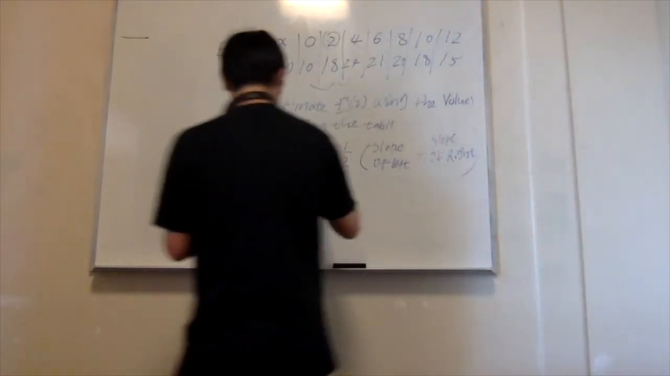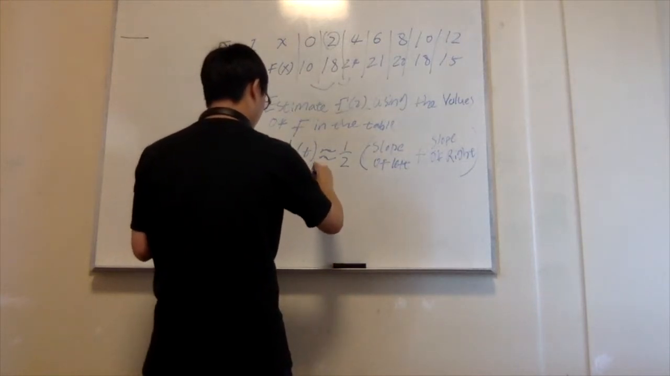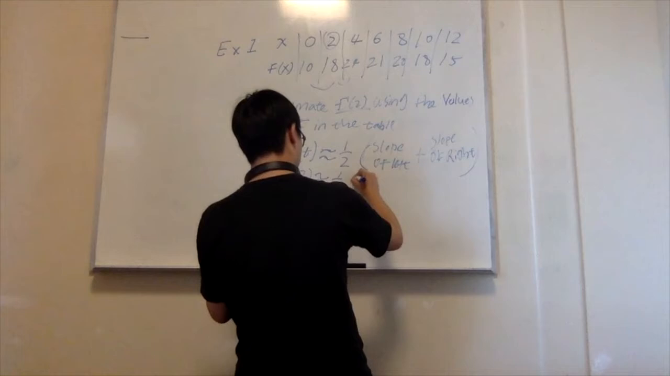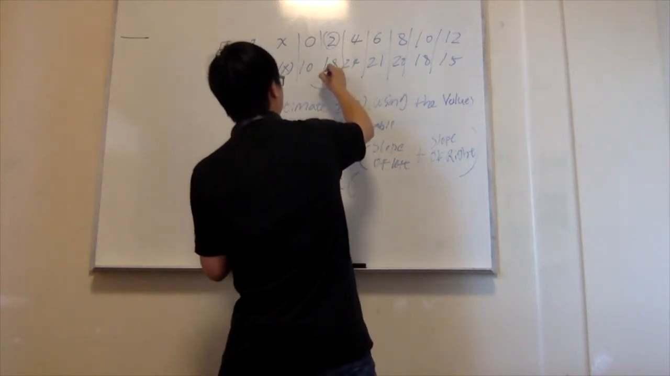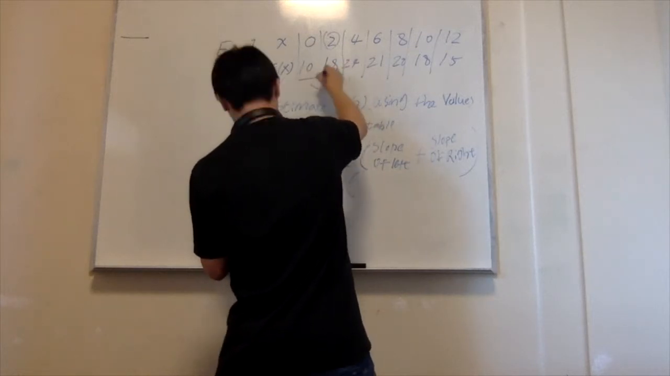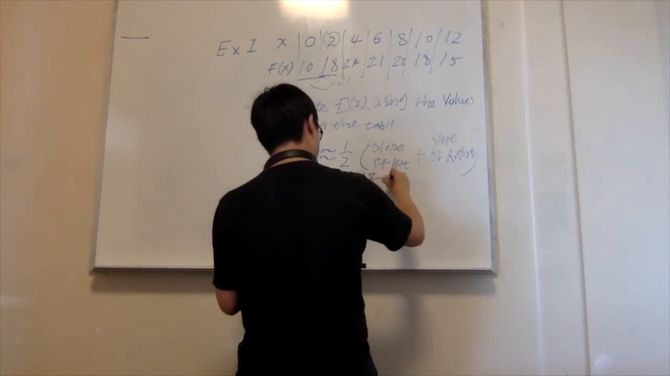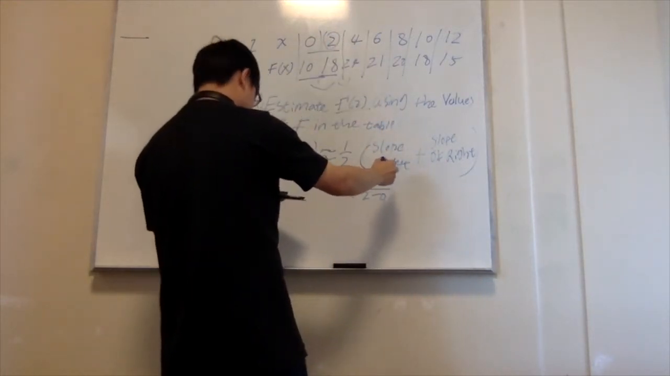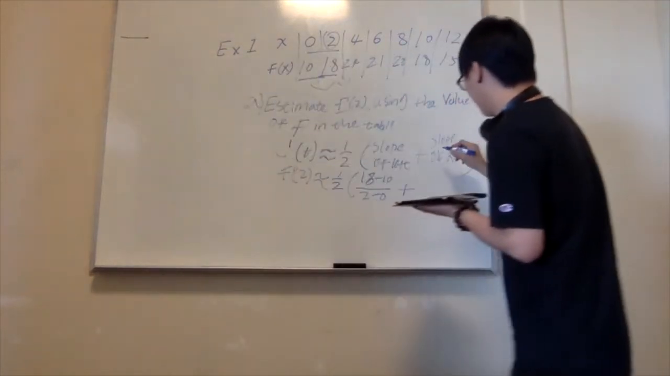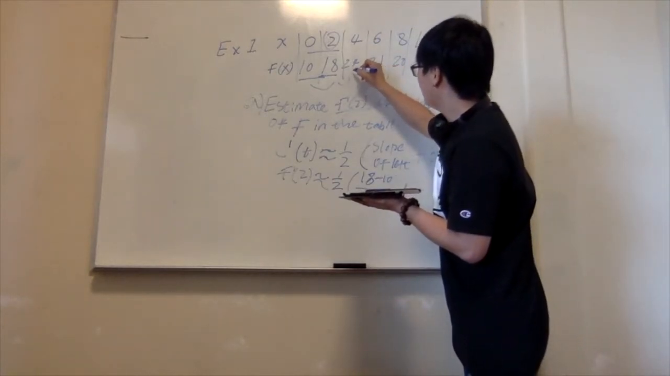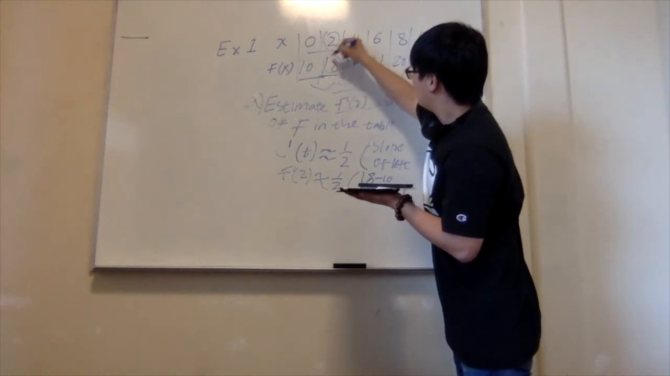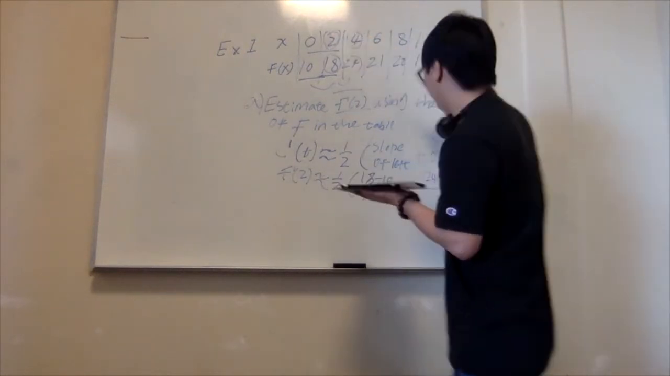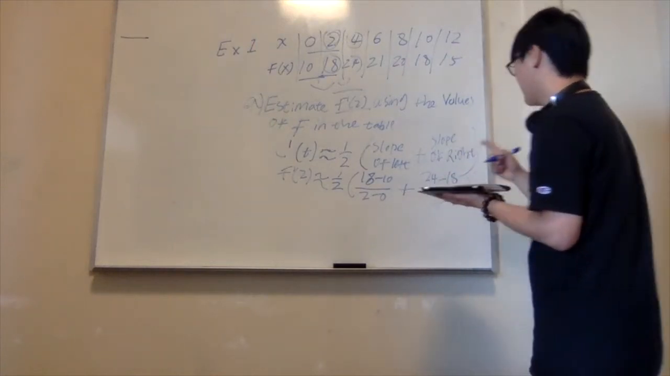Okay, so right now we plug in the numbers. F prime of 2 estimate equals 1/2 times, in parentheses, 18, which is the f of x, so 18 minus 10 over 2 minus 0, which is the slope of the left side, plus the slope of the right side, which is 24 minus 18 over 4 minus 2. And this is the slope of the right side.